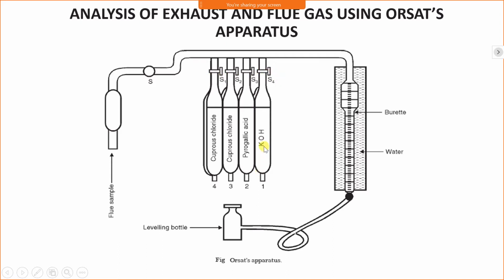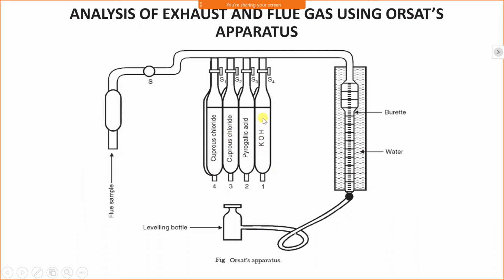Pipette 1 contains KOH, that is caustic soda. The second pipette contains pyrogallic acid. The third and fourth pipettes contain cuprous chloride. The first pipette, caustic soda, absorbs the carbon dioxide. The second pipette, pyrogallic acid, absorbs the oxygen, and the remaining two pipettes, pipette 3 and pipette 4, cuprous chloride, absorb carbon monoxide.